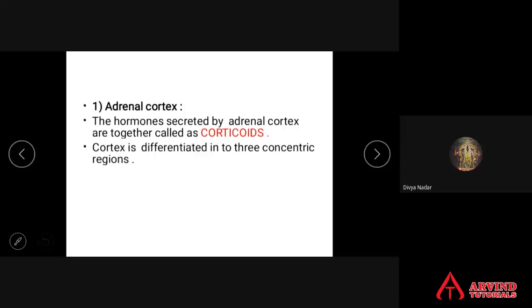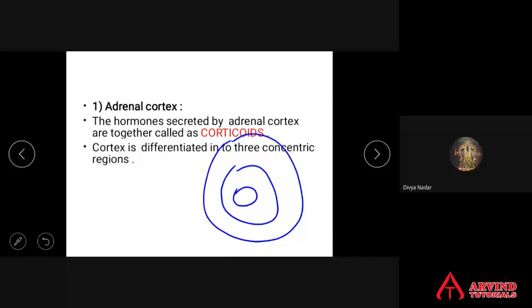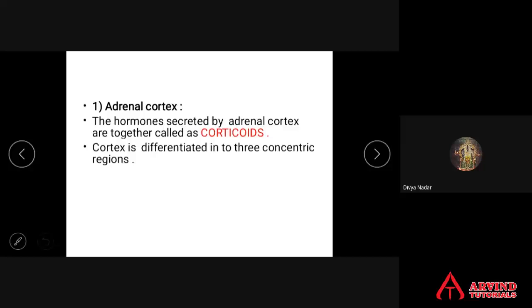Cortex is differentiated into three concentric regions. Three concentric regions means it has three regions, with a middle portion, then a second, and like this. The hormones secreted by the adrenal cortex are together called corticoids. A very important point to remember. Remember the word corticoids.